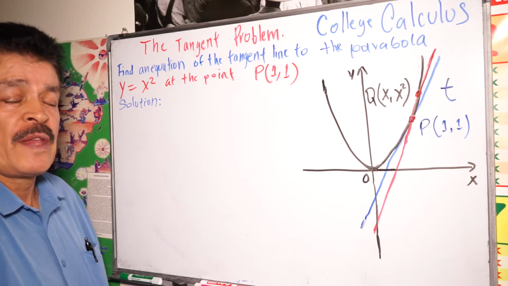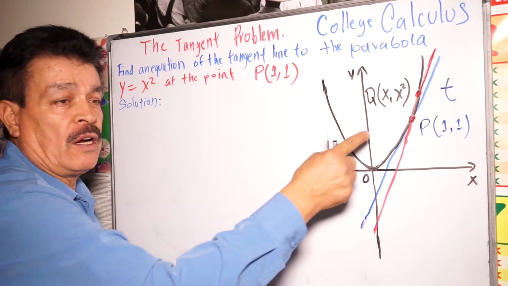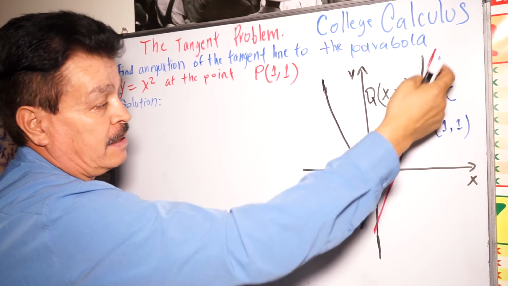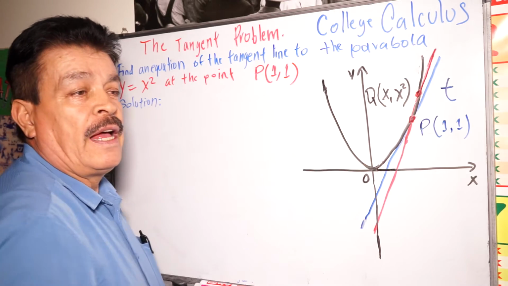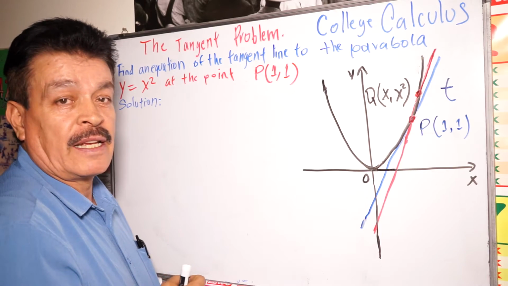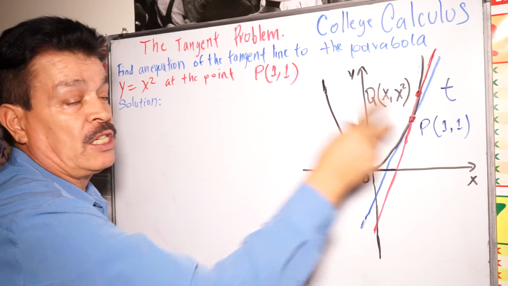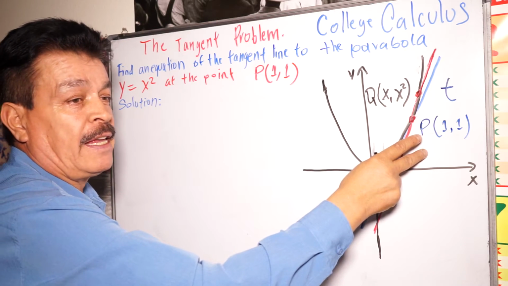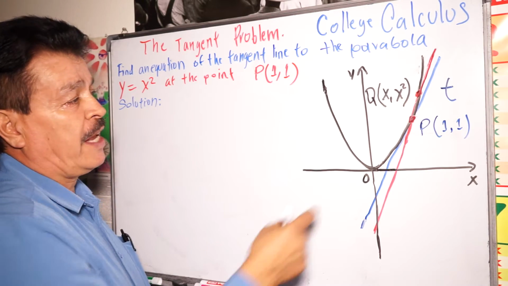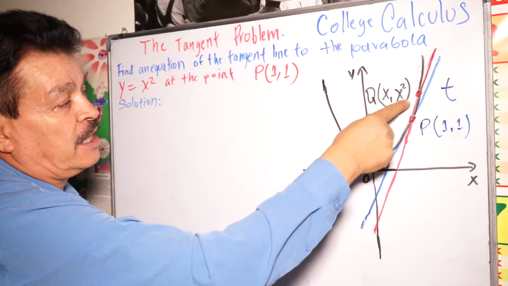Okay, the solution will be able to find an equation of the tangent to this point, to this line T, the blue one. As soon as we know the slope, we need to find the slope. The problem here is we have one point. We need 2 points to find the slope.